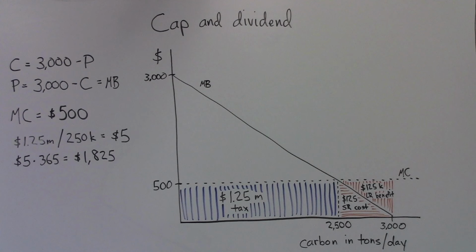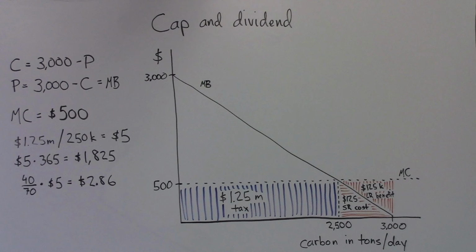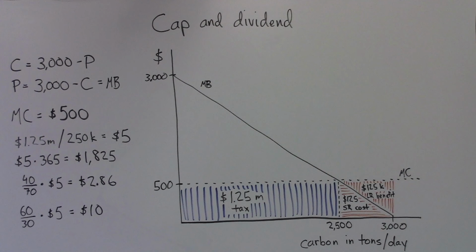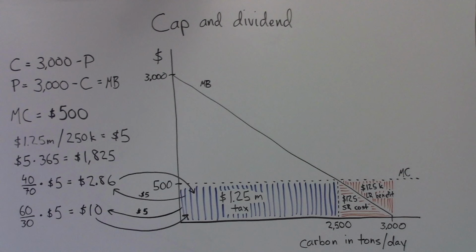On average, then, poorer residents would pay $2.86 in higher prices each day, and richer residents would pay $10 in higher prices every day. Since everyone would receive $5 back as part of their carbon dividend, most people would be better off with a cap and dividend policy. The policy may make it possible to significantly increase the price of carbon-intensive goods without triggering a public backlash.